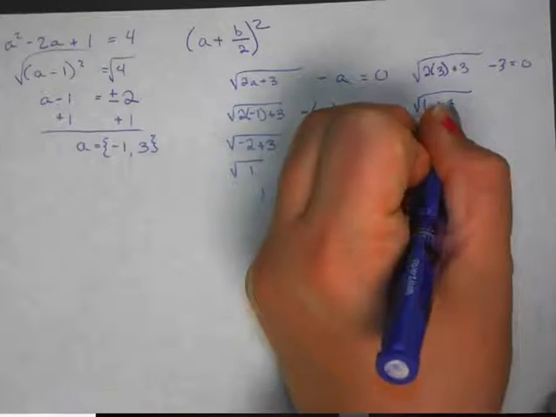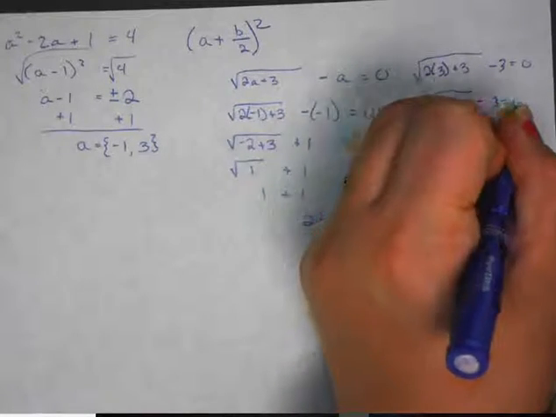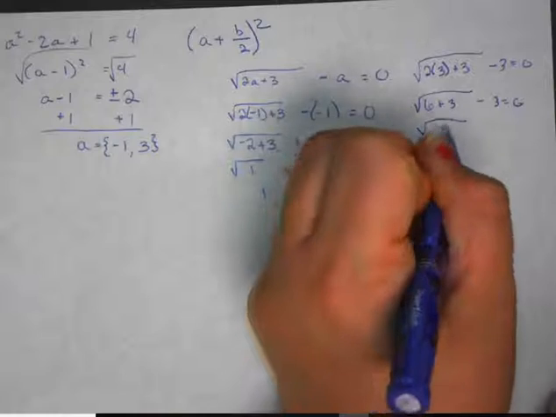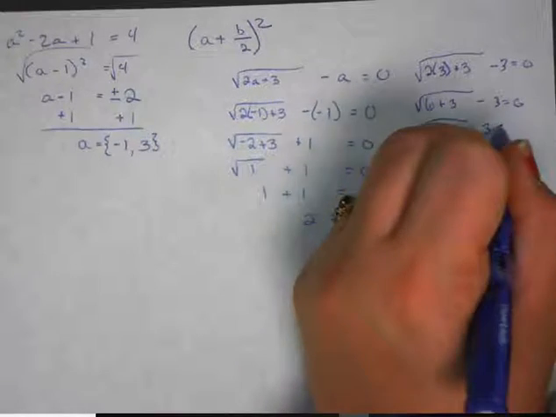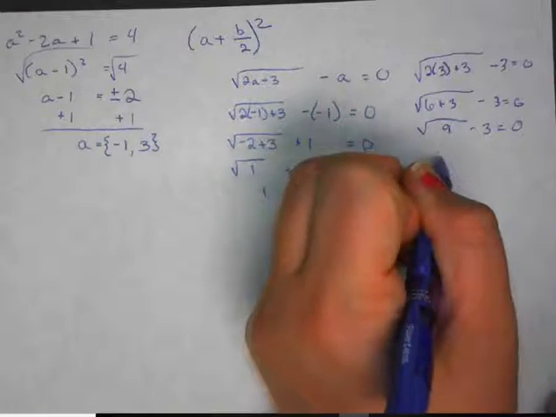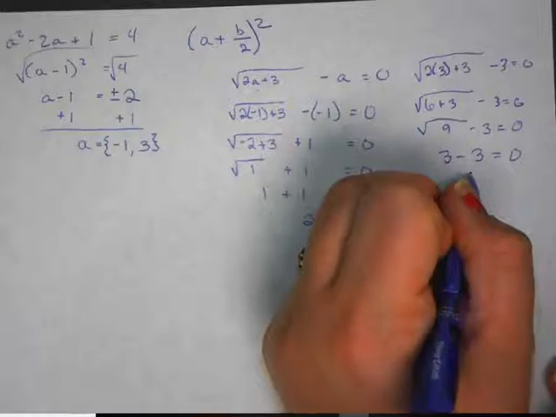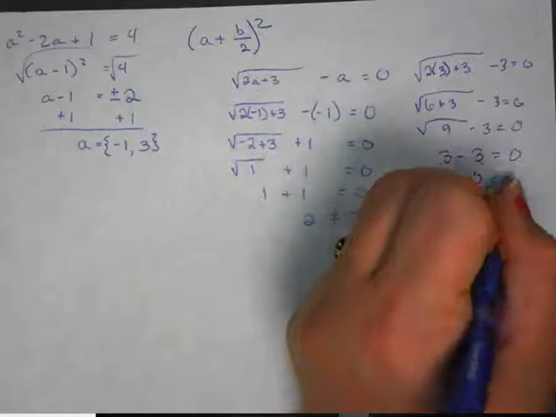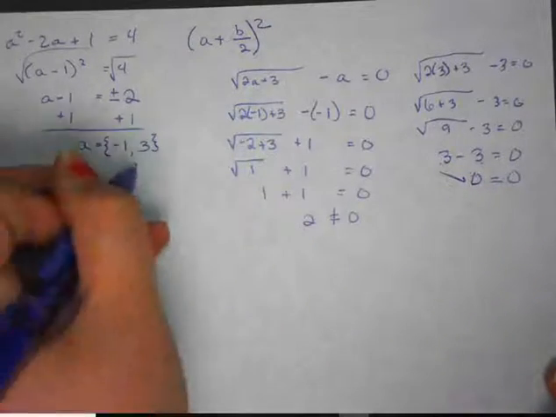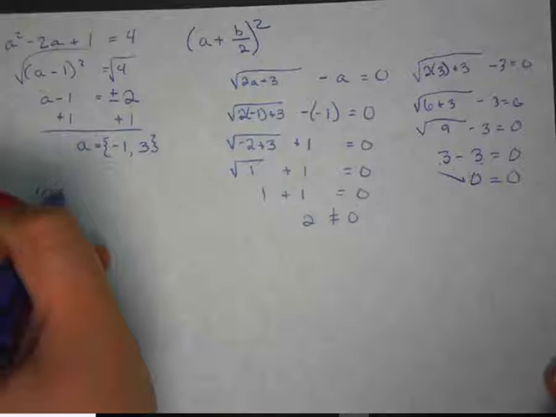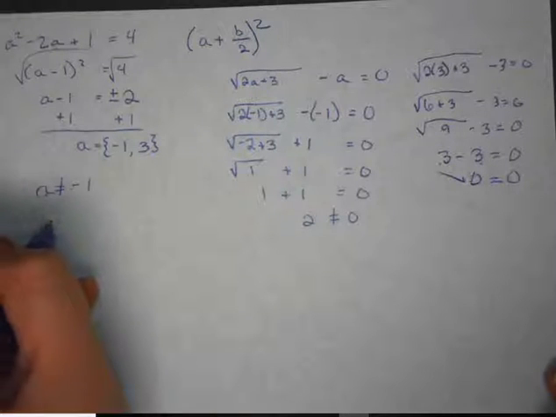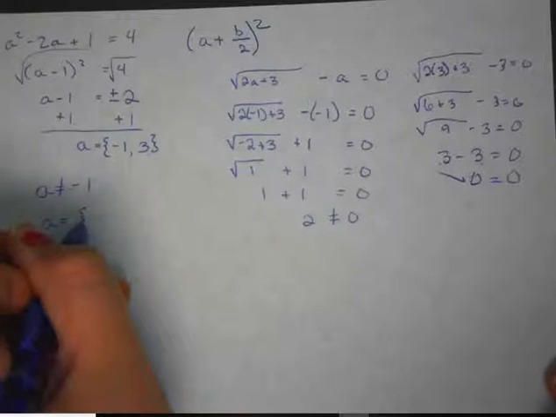So you have 6 plus 3 minus 3 equals 0. And then we have the square root of 9 minus 3 equals 0. The square root of 9 is 3, minus 3 equals 0. And then 3 minus 3 is 0, equals 0. So that one checks out. So our a does not equal negative 1. A equals 3.